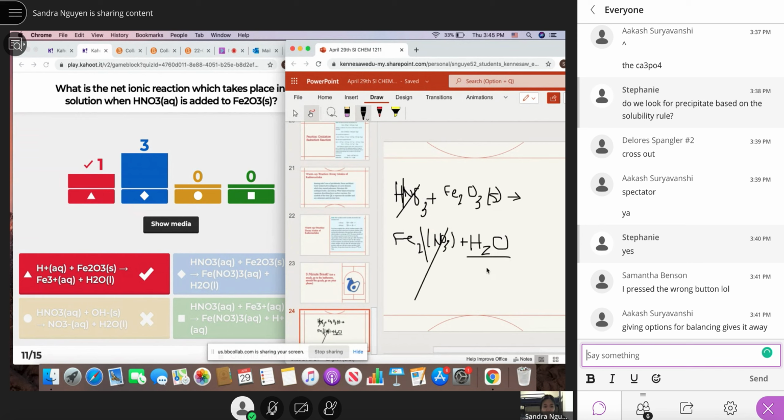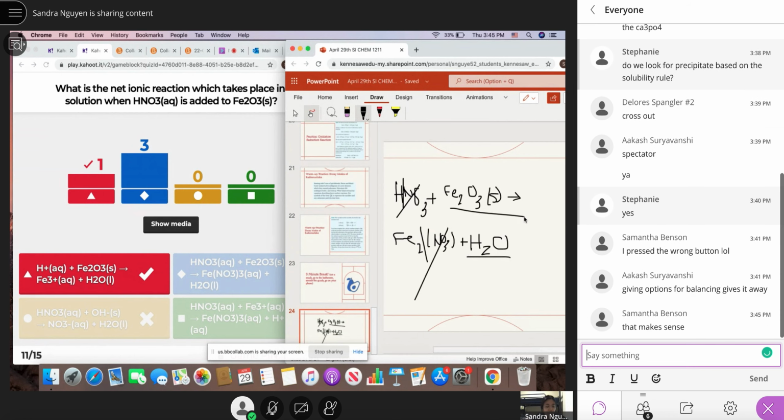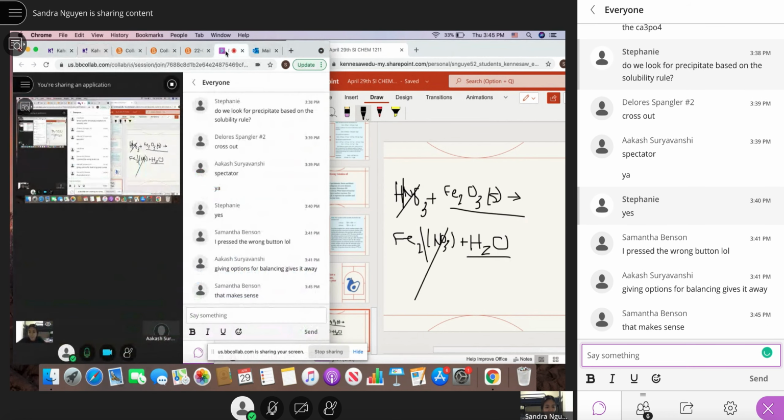So for this, you cancel out NO3, H stays. That's pretty much it. It's just H plus Fe2O3, and it goes to Fe and then H2O. So that's why it's A. That makes sense, because nothing else gets separated.